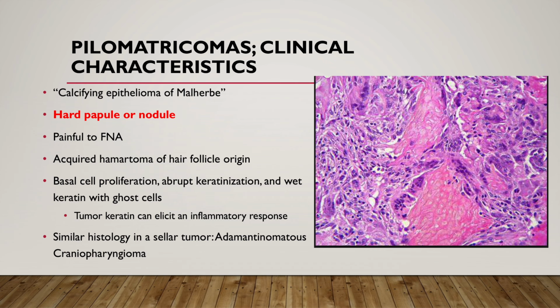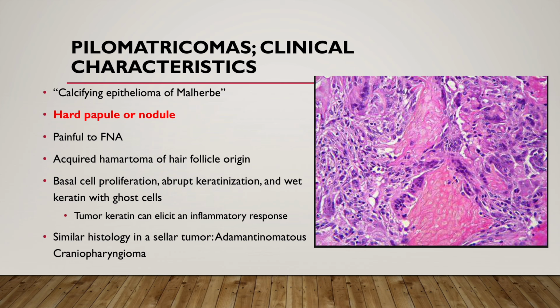It's an acquired hamartoma of hair follicle origin, and as mentioned before, you'll see a basaloid cell proliferation, abrupt keratinization, and wet keratin with ghost cells. The tumor keratin can elicit an inflammatory response, hence the giant cells. And it has a similar histology to a brain tumor known as adamantinomatous craniopharyngioma.